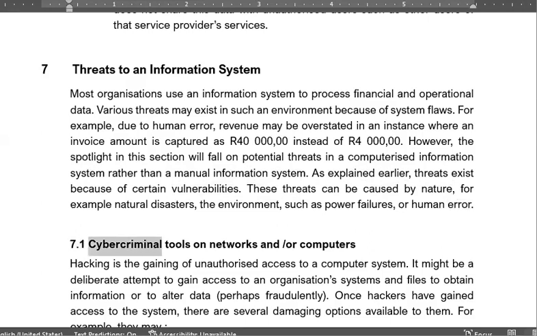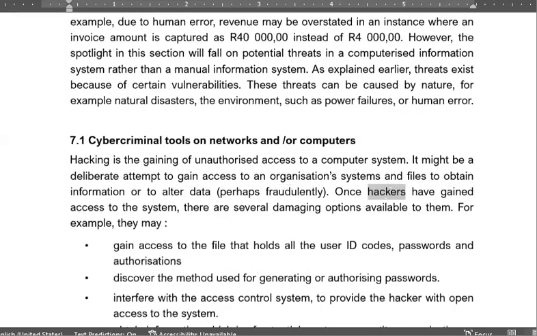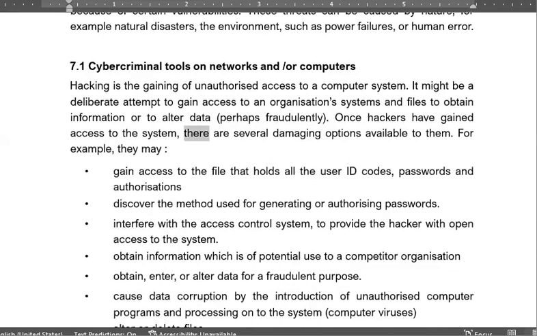7.1 Cyber criminal tools on networks and/or computers. Hacking is the gaining of unauthorized access to a computer system. It might be a deliberate attempt to gain access to an organization's systems and files to obtain information or to alter data, perhaps fraudulently. Once hackers have gained access to the system, there are several damaging options available to them.